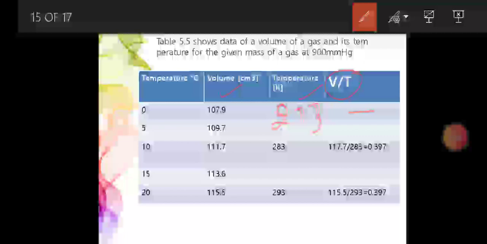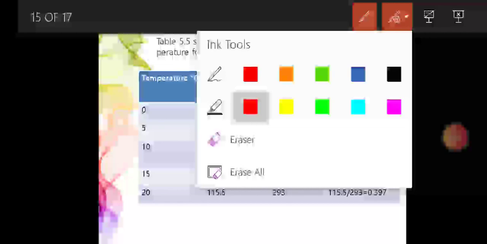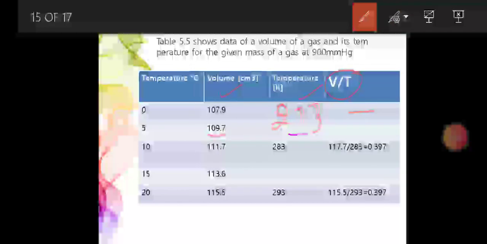Please do it side by side. Similarly, for the second set, you are going to calculate your answers. The temperature is given in degrees Celsius, and the volume is given as 109.7. You are going to first convert your temperature to Kelvins, 5 plus 273, so you are going to first calculate your answer for Kelvin over here, and then you will calculate your V over T.